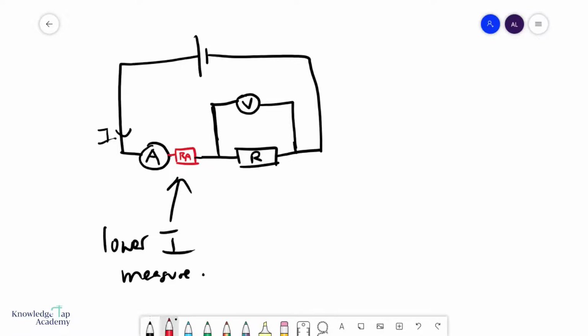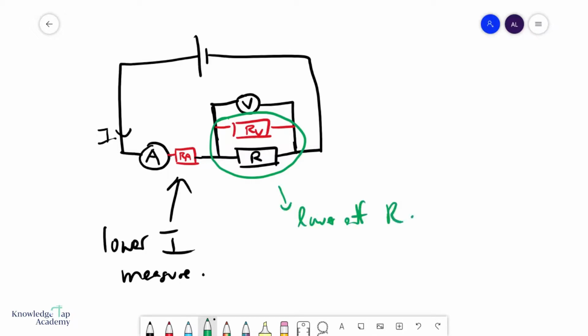As for voltmeter resistances, usually you can treat it as if it were in parallel like this, RV. And so if a voltmeter has a finite resistance, you can see what it actually does. Placing a resistor in parallel like this will lower the effective resistance. And so typically what this means is that it will lower the potential difference measured across R. So in both cases, when you have a non-ideal ammeter or voltmeter, the readings are lowered slightly.